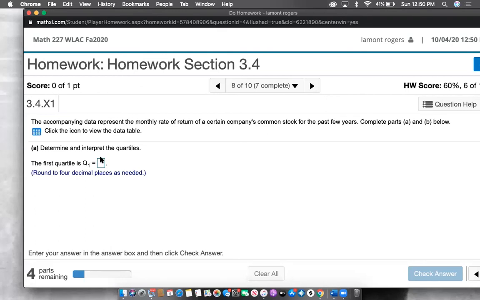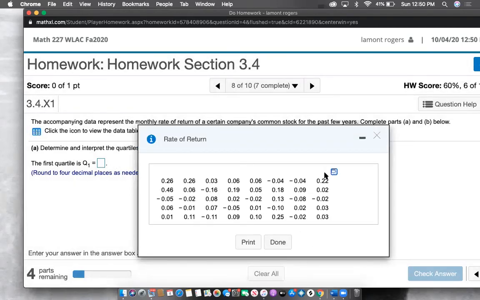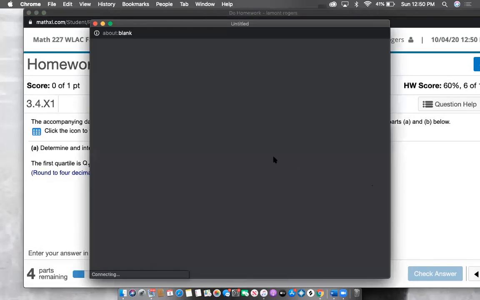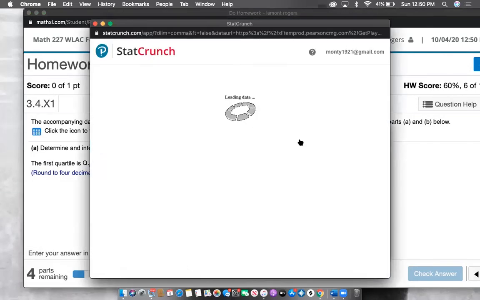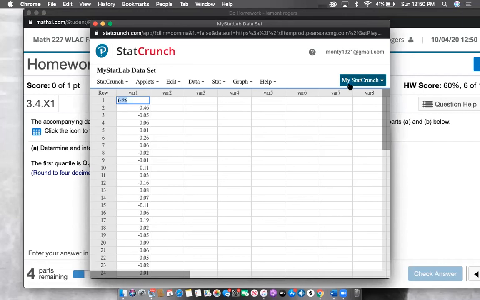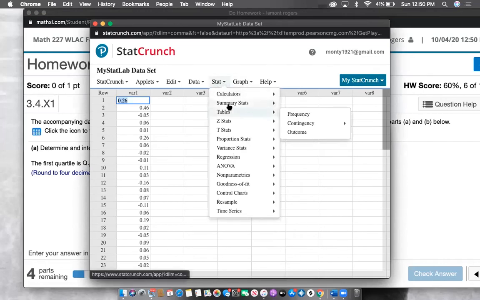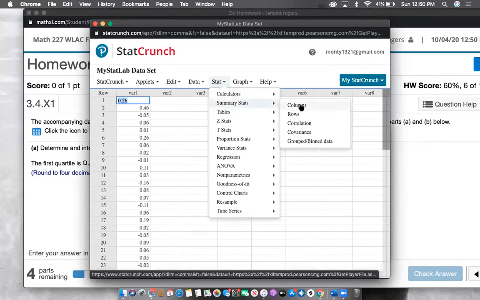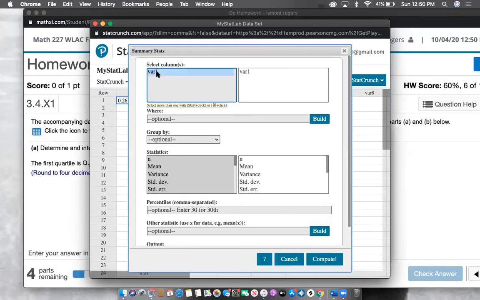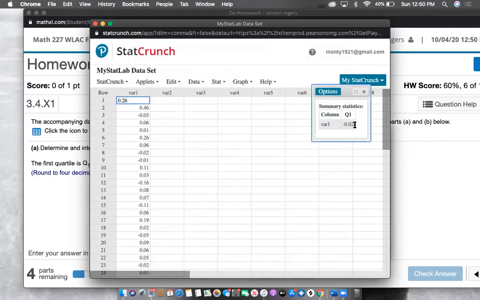Interpret the quartiles. The first is Q1. So to find Q1, you gotta put it in here, in StatCrunch. You gonna pull up all the Qs? Q1, Q2, and Q3? But they only want Q1 right now. We'll need those other Qs probably later. In the next part, they'll probably ask for it. -0.02.